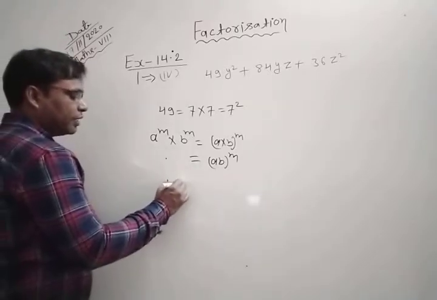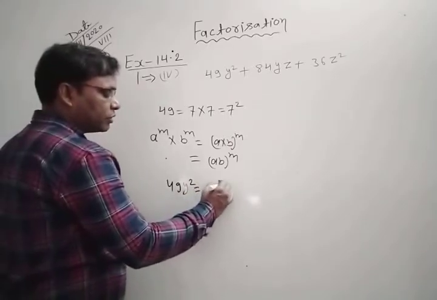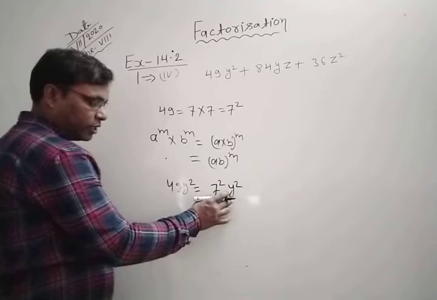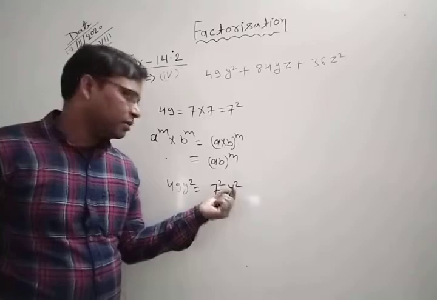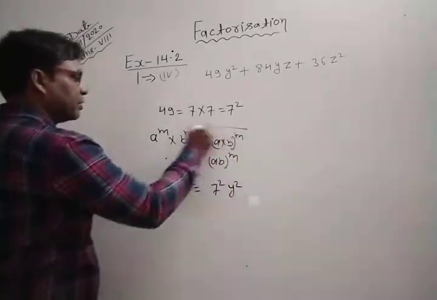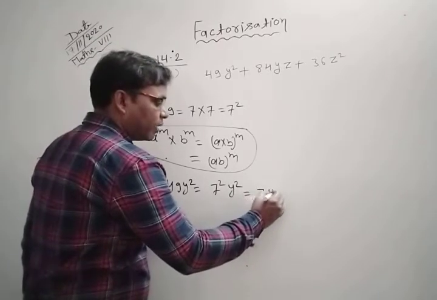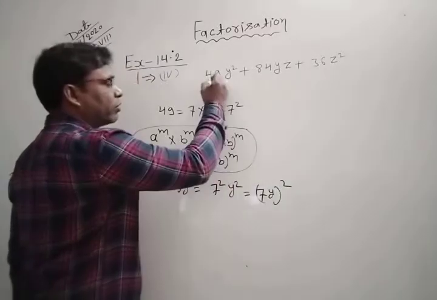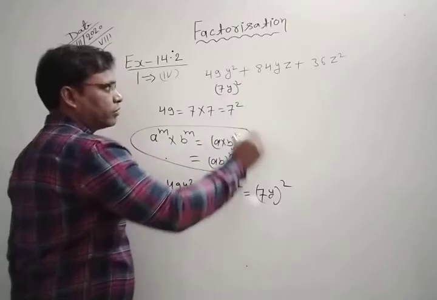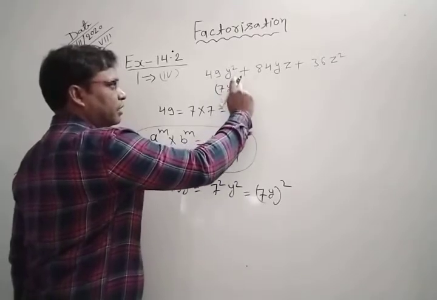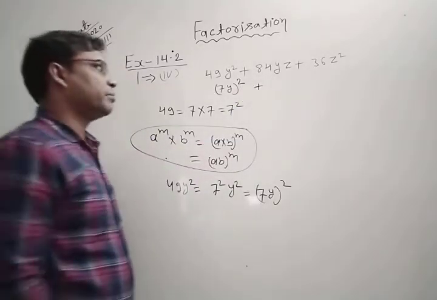So 49y square means this is the square of 7 and y square. Here you can see both the bases are different but the power is the same. According to this law of exponents, we can write it as 7y whole square. Okay, 7y whole square. Clear now? Plus.